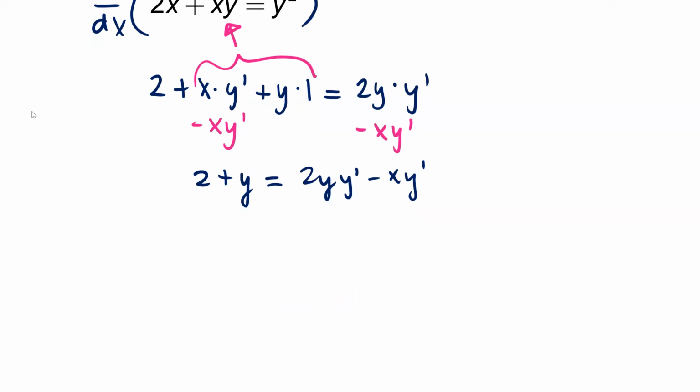Now, you're not going to believe the next part, but on the right side, there's a common term, a common factor. Factor out y prime. Oh, and then divide.